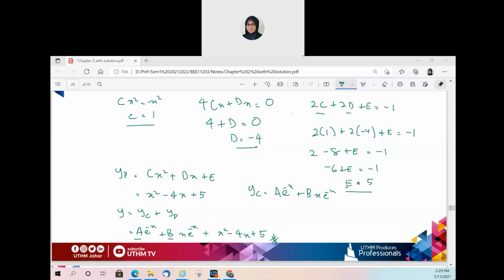YC tak perlu cari. You don't have to find A and B for YC, because there is no initial condition here. Okay, we look at another example where we have the initial condition.